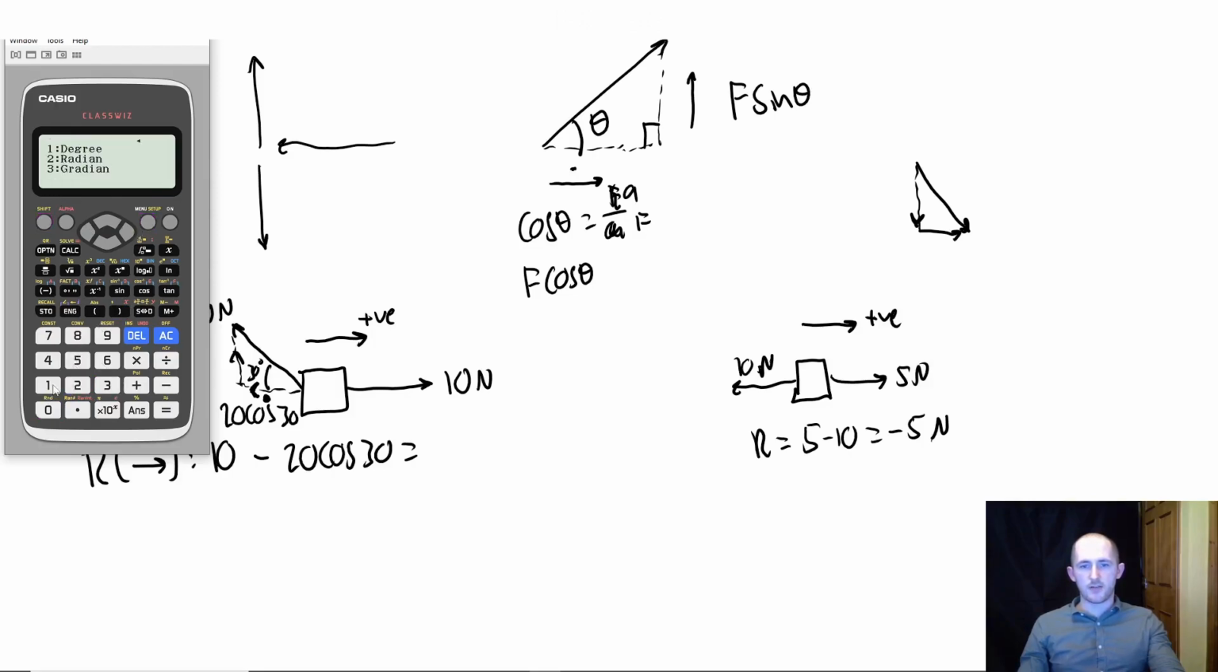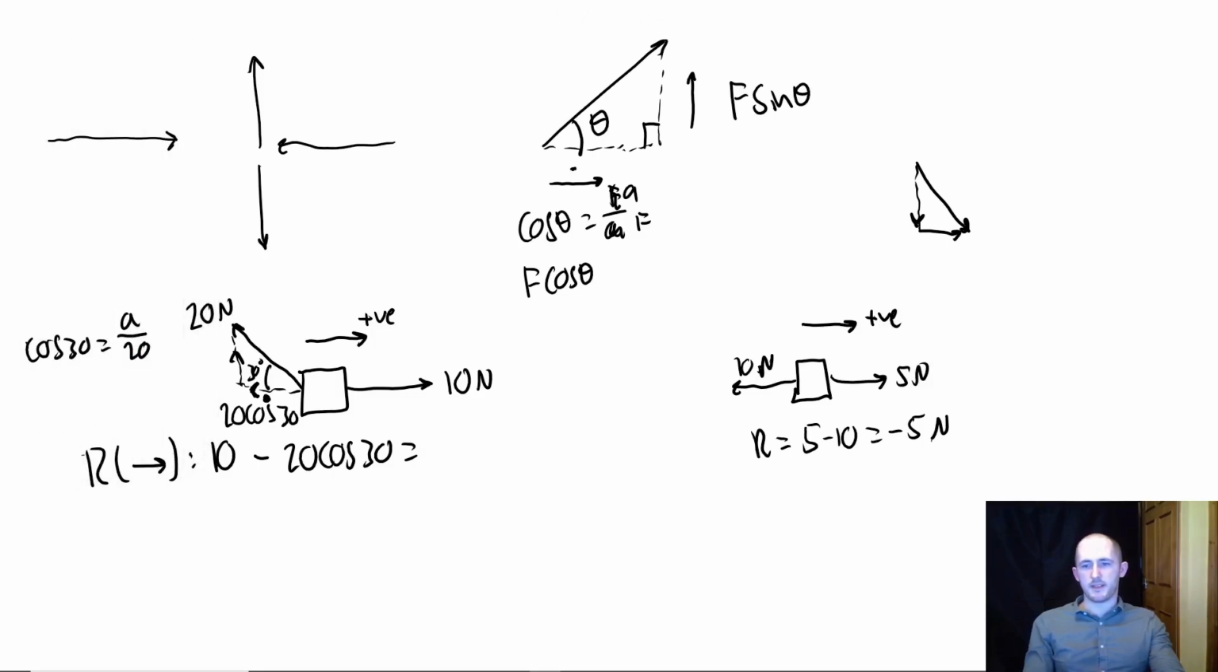So I need to change the angle into degrees, equals, and it gives me a negative number, sorry. So minus 7.32 newtons. So what does that mean? Well, 7.3 newtons, since it's negative, it's going to be travelling in this direction. That's my resultant force horizontally only. And then obviously you'd have to include the vertical component as well.